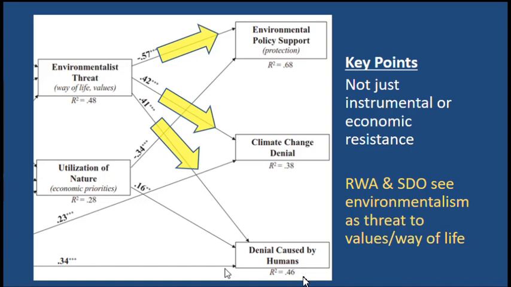and positive relationships to climate denial and denial that it's caused by humans. Now, what's interesting is the utilization of nature, so in other words, that economic kind of argument, that has some influence. But it looks to me at least like the burden is taken on by this environmentalist threat. So in other words, some of the scaremongering and the RWA stuff getting recruited appears to be a key driving factor of some of the denialism.